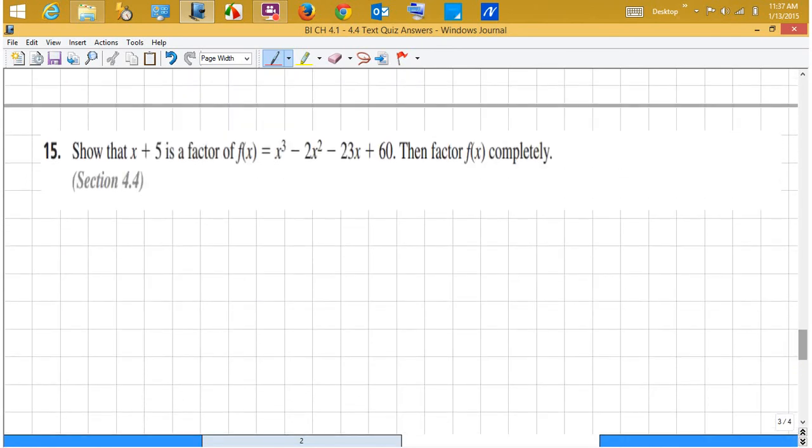Okay, the next one says show that x plus 5 is a factor. So I'm going to do that by synthetic division. So if x plus 5 is a factor, then x would be equal to negative 5 would be the 0. So let's go ahead and do synthetic division on this.